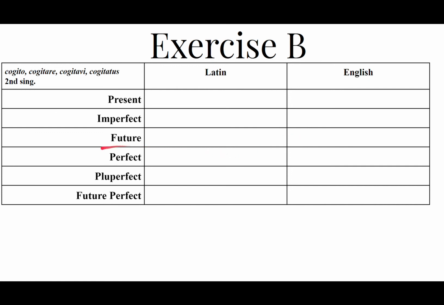For the completed action tenses, the perfect, the pluperfect, and the future perfect, go to the verb's third principal part and chop off the I. Cogitav. And then add the appropriate tense markers and personal endings. So for the perfect, the personal endings are isti, it, imus, istis, erunt. So cogitavisti. You thought. Don't say thinked. You thought. You have thought.